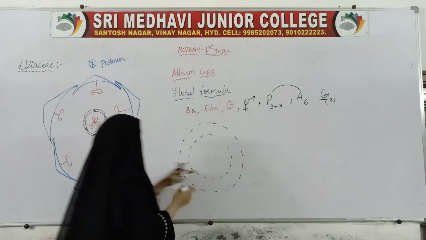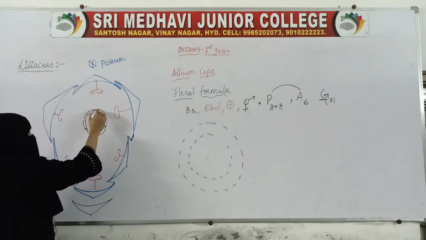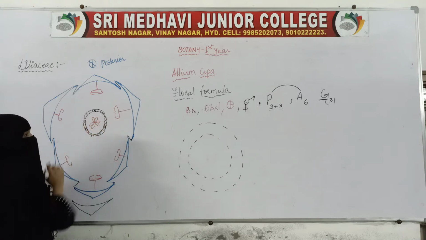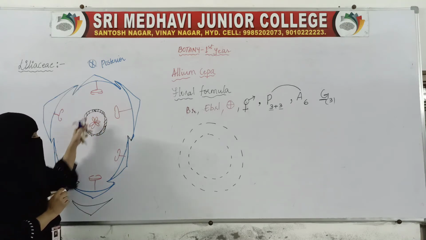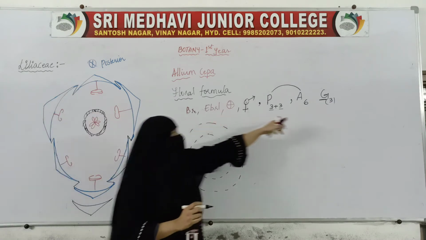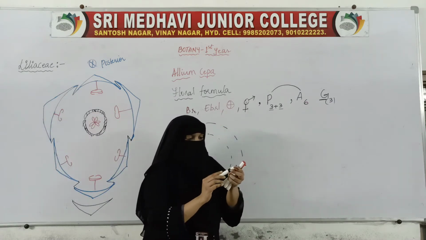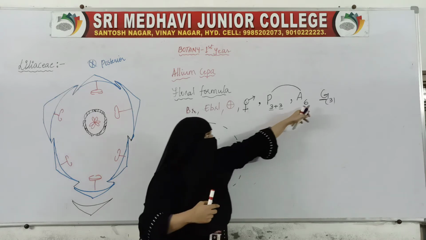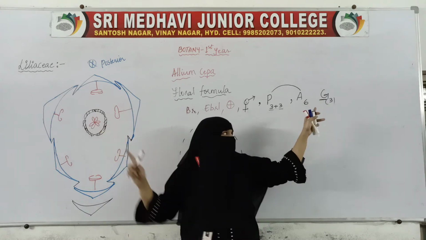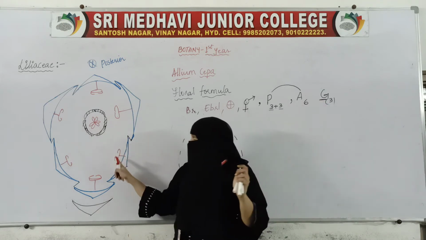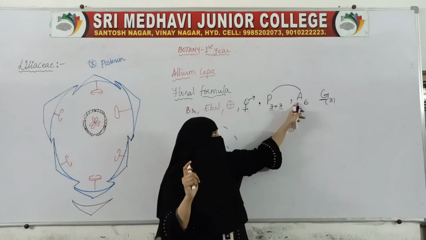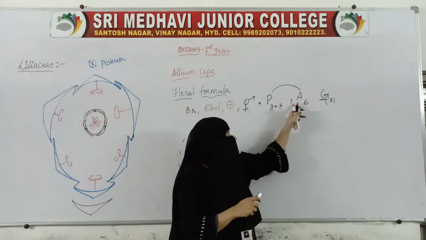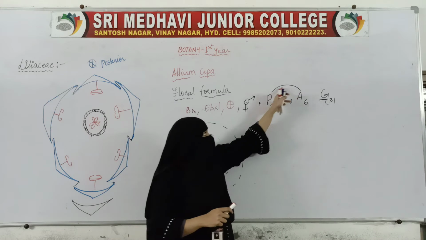So 3 carpels. This is 1 carpel, this is the second carpel, and this is the 3rd carpel. Okay, 3 carpels, and the ovary is hypogynous ovary. That is, ovary occupies the top position. So by seeing this, we have written this gynoecium. Then stamens are 6 we have written, and the stamens are attached to this perianth. We have drawn this one.